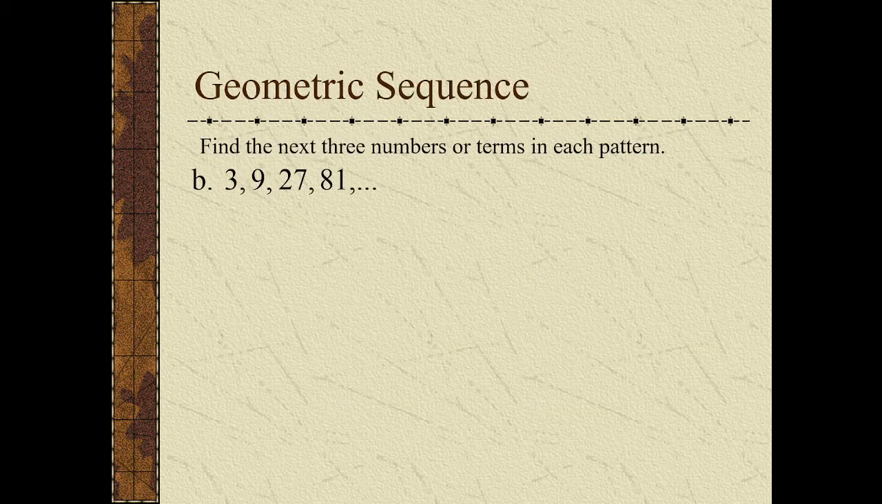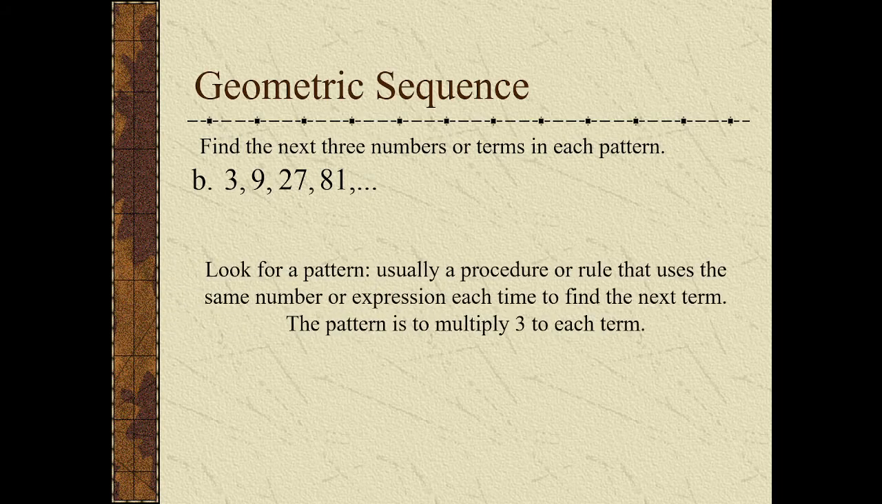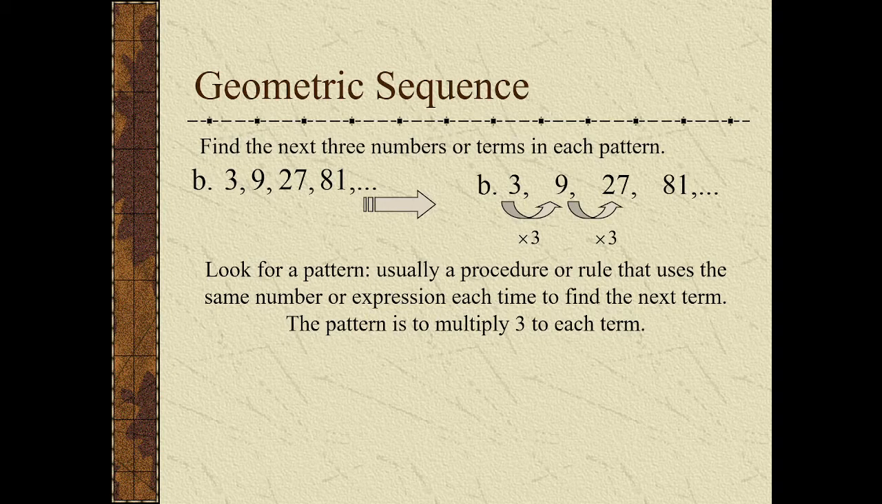3, 9, 27, 81. Look at the pattern. 3 times 3 is 9. 9 times 3 is 27. 27 times 3 is 81. So, ang pattern nato karon is times 3.